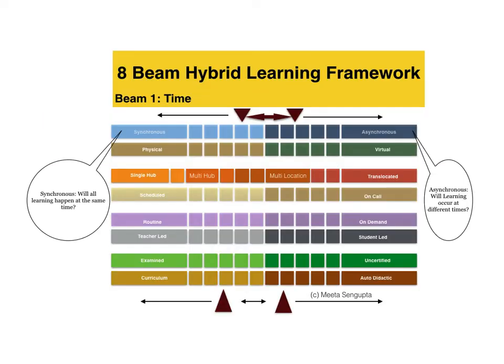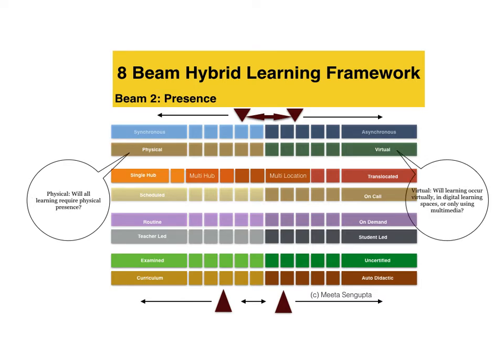The first one, synchronous and asynchronous. Synchronous basically means will all the learning happen at the same time? Asynchronous asks will learning occur at different times? Our second choice, the beam 2, is presence. Will it be physical? Will all the learning require physical presence? If all the learning will require physical presence, you basically fill in all the blocks over there, your modules or your learning cohorts or the courses in your university, whatever it is, with the physical thing. The virtual at the other end of the beam asks the question: will learning occur virtually in digital learning spaces only, or only using multimedia?